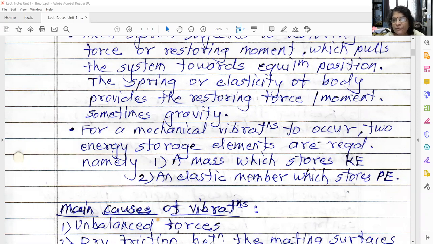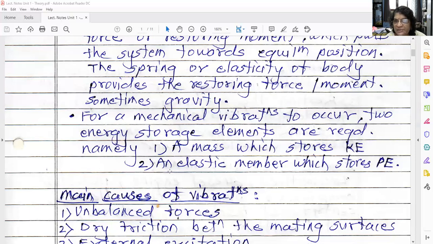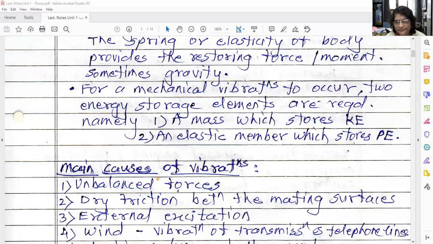You know the formula for kinetic energy: 1/2 mv squared. Here we call v as x dot, so kinetic energy is equal to 1/2 m x dot squared. The second energy storage element is the elastic member. By virtue of its elasticity, like a spring, it stores the potential energy. The formula for potential energy is 1/2 k x squared. We will see later on how it comes.